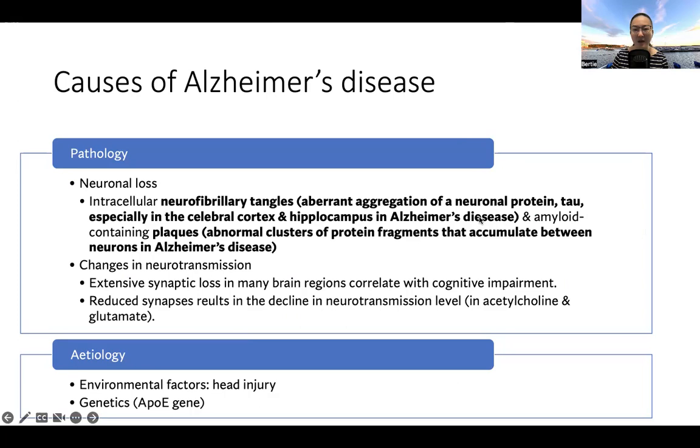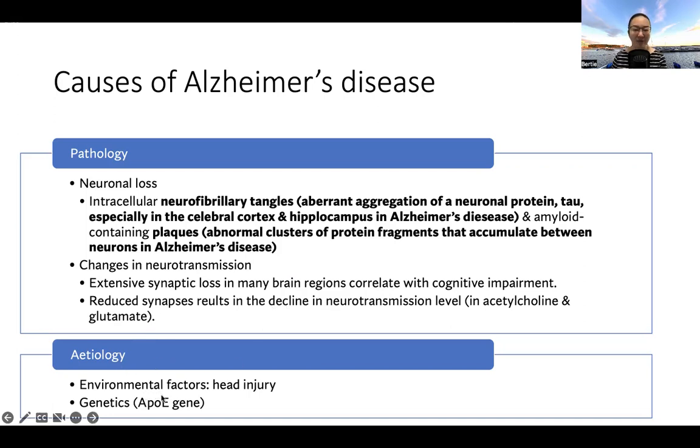and amyloid-containing plaques, abnormal clusters of protein fragments that accumulate between neurons in Alzheimer's disease. Changes in neurotransmission. Extensive synaptic loss in many brain regions correlates with cognitive impairment. Reduced synapses result in a decline in neurotransmission levels of acetylcholine and glutamate. Sorry for some of the typo errors here.